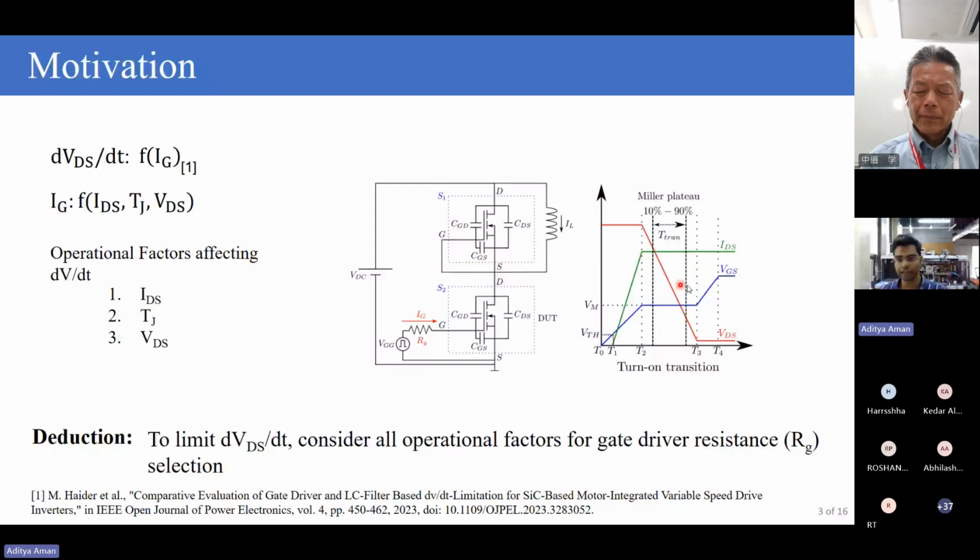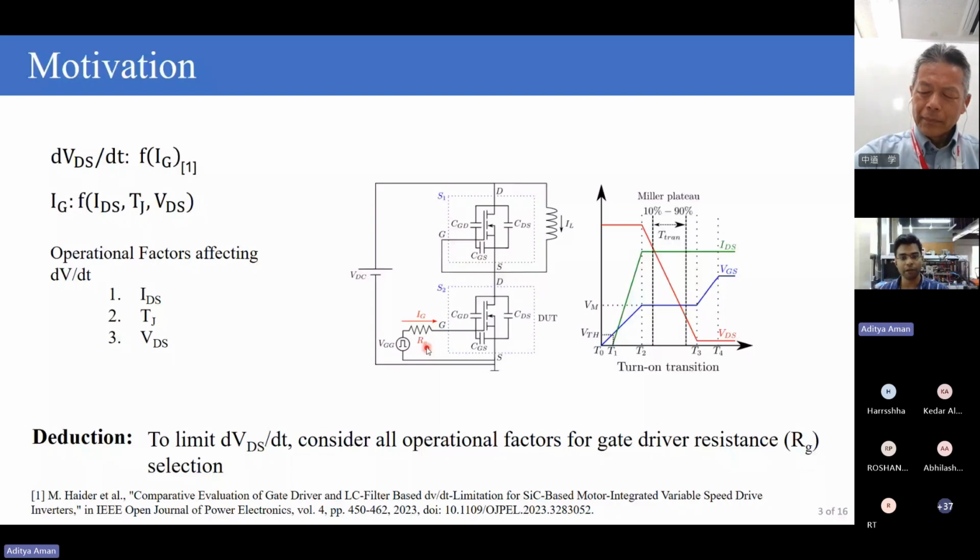Now, the rate at which this particular switch is turning on is dependent upon how fast the gate-to-source capacitance is getting charged up, right? And the gate-to-source charging is dependent upon the magnitude of the current which is being pumped into this particular gate node. So the gate current will in turn be dependent upon the value of this resistance R, right?